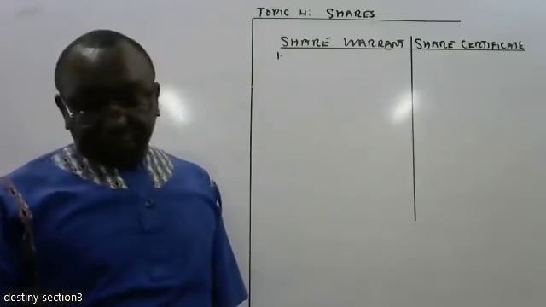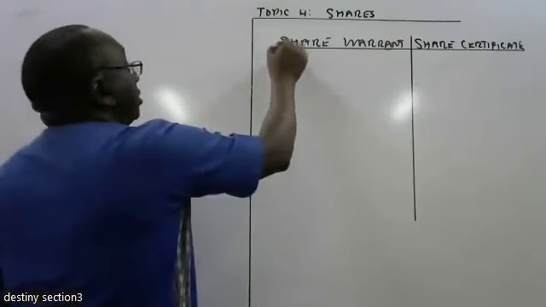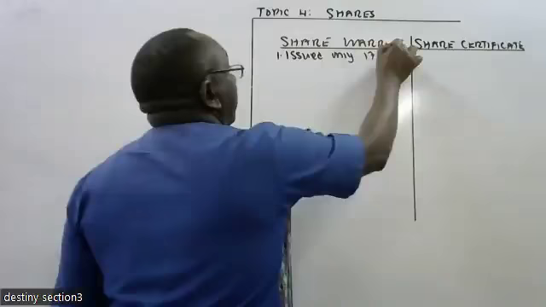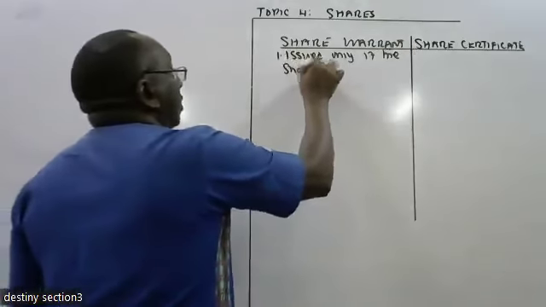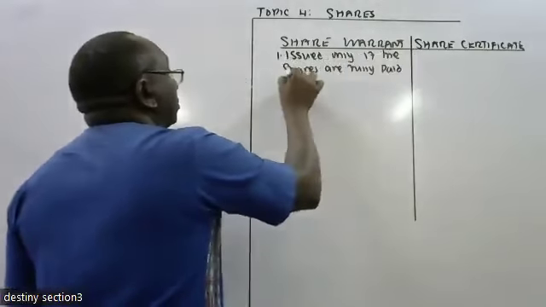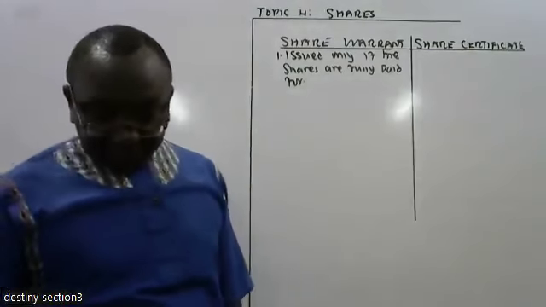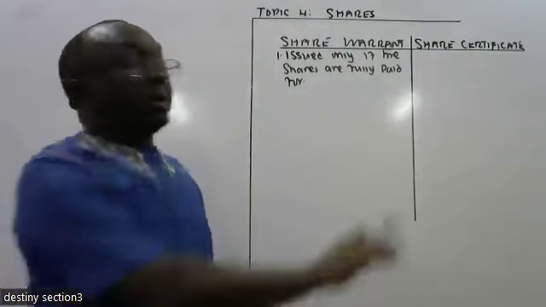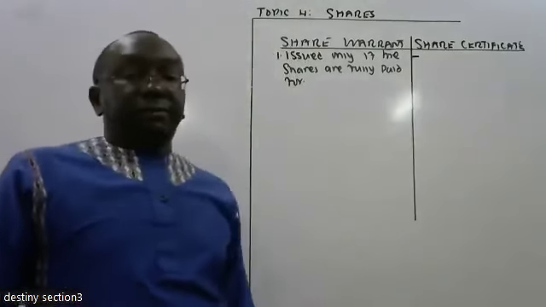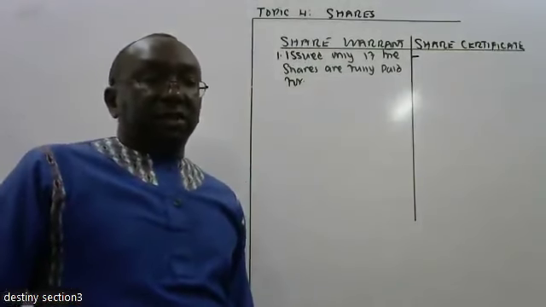Number 1, on the side of the share warrant, it is issued only if the shares are fully paid for. But on this other side, the share certificate can be issued even if the shares are not fully paid for.